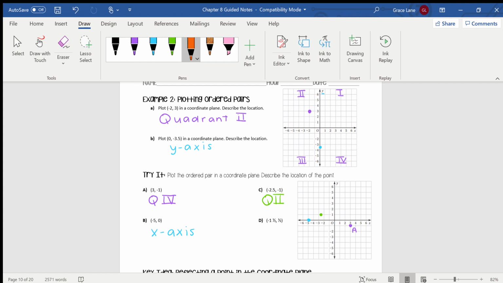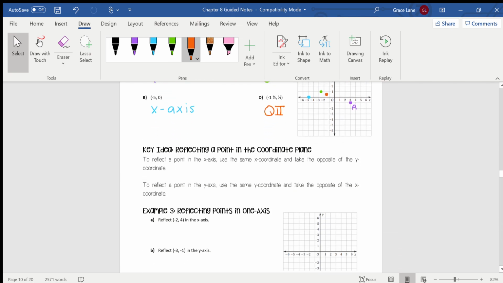Then the last one, letter D, -1.5, in between 1 and 2, and then up half as well would be about right there, and that is also in quadrant 2. Okay, that is example number 2. So this is just the basic plotting and identifying ordered pairs, which most of this should be a review. The only thing we're adding is now the other half of the number line, the negative numbers.